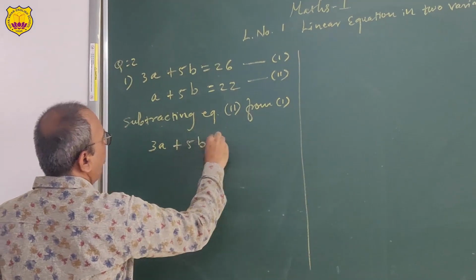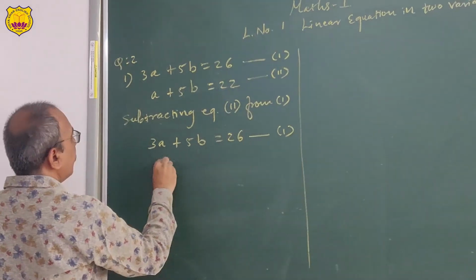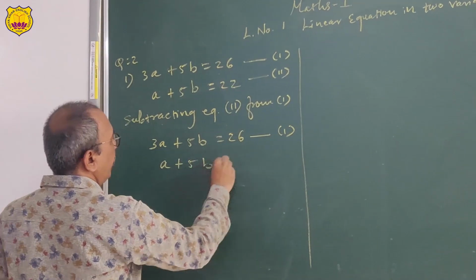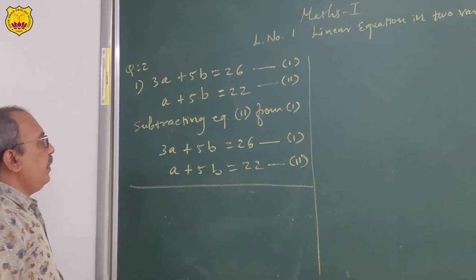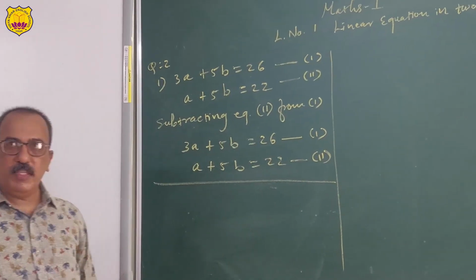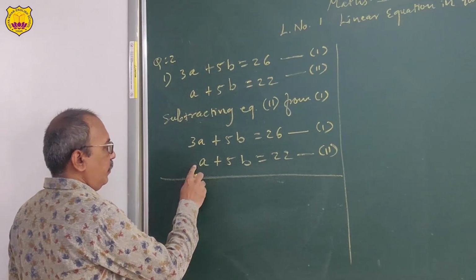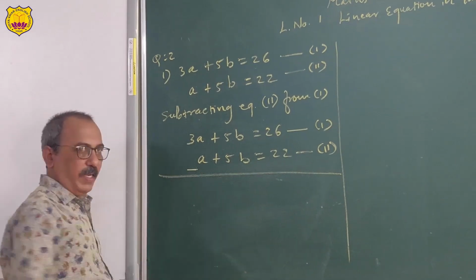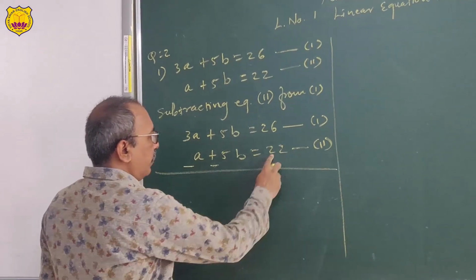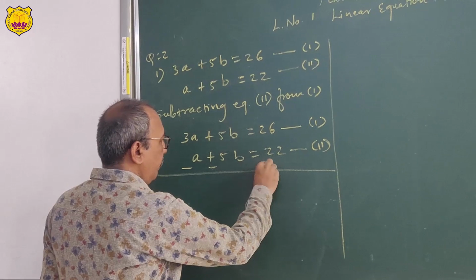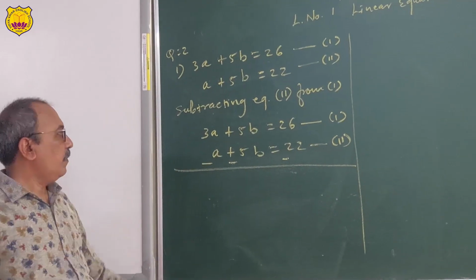3a plus 5b is equal to 26. Second one, a plus 5b is equal to 22. Now, in subtracting, what we do, we change the sign of the equation written downside. So, this positive a becomes negative. This positive 5b becomes negative. Positive 22 will become negative. And then we have to solve the sum.